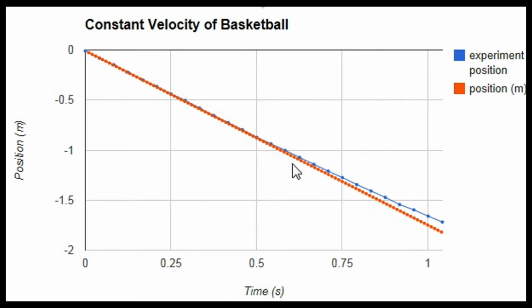up until 0.6 to 0.65 seconds, where it begins to diverge, probably due to the fact that friction has begun pushing more than the force my hand inflicted on the ball, causing it to slow down. And so the constant velocity seems to be shown quite well here up until that point, and I hope you enjoyed the lab.